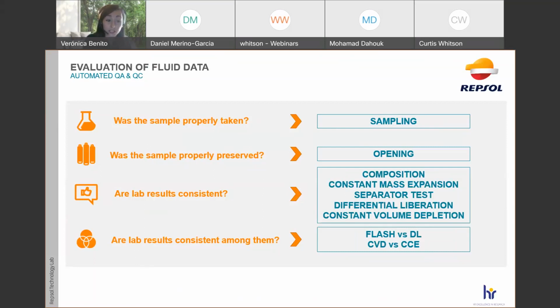If the lab results are consistent or not, we have different individual checks for the different lab experiments, such as the composition, the constant mass expansion, the separator test, the differential liberation, the constant volume depletion, etc. And also the last question is to validate if the lab results are consistent, but not only individually, but also among them. For example, we compare some properties from flash experiments versus differential liberation, or CVD versus CCE experiments. Now, in the following slides, we are going to show you some examples of these automated checks. Some of them, as you will see, are very simple, but some others require more complex calculations.